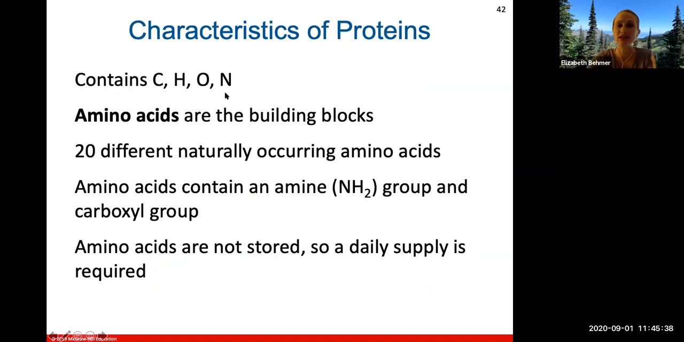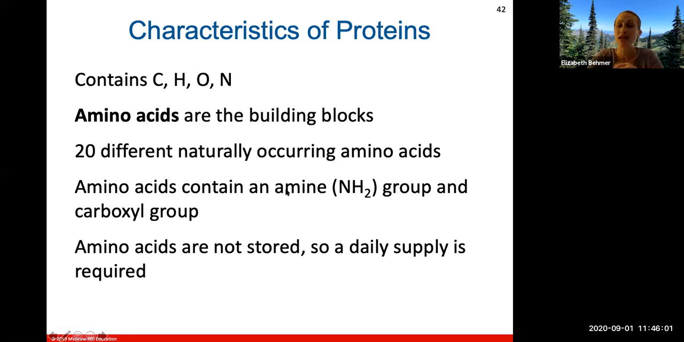Then proteins contain carbon, hydrogen, oxygen. So the same as the previous structures, but they also contain nitrogen. Amino acids are the building blocks of proteins. And there's 20 different naturally occurring amino acids. So these 20 different amino acids will form in different ways to create different proteins.